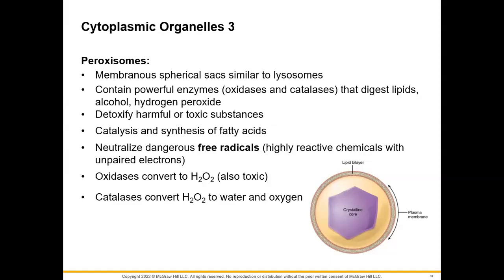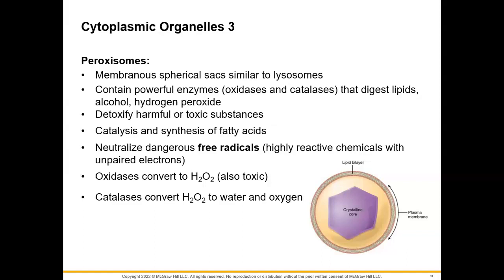Peroxisomes are also membranous spherical sacs, similar to lysosomes. However, they contain different types of powerful enzymes, known as oxidases and catalases. That allows them to digest lipids, alcohol, and hydrogen peroxide. They detoxify harmful or toxic substances. They can catalyze and synthesize fatty acids. They neutralize dangerous free radicals.